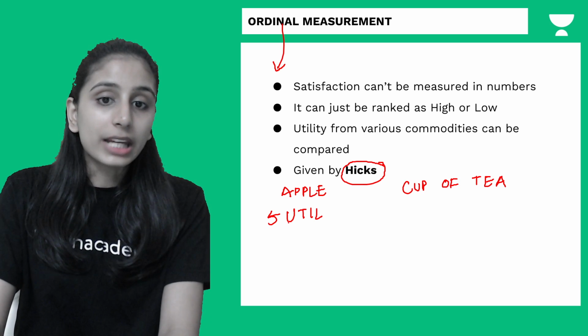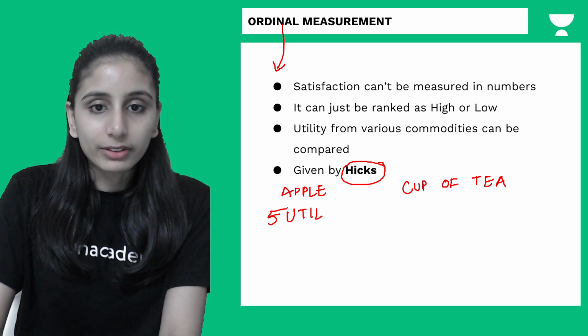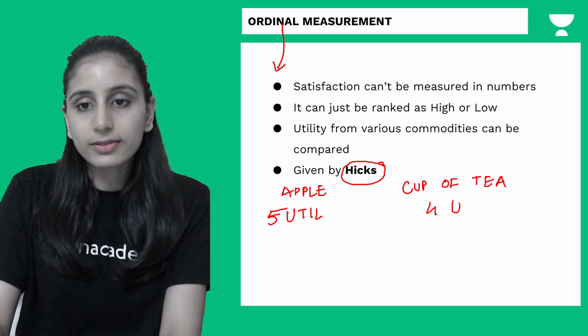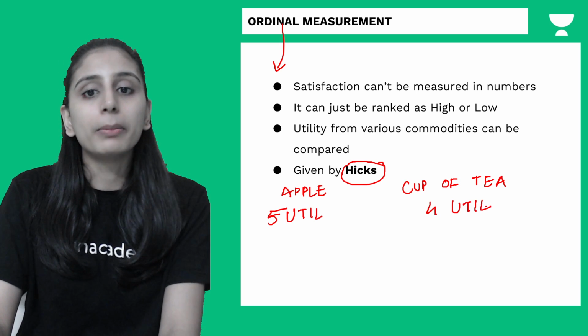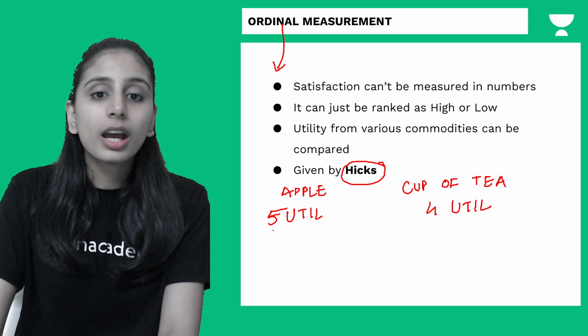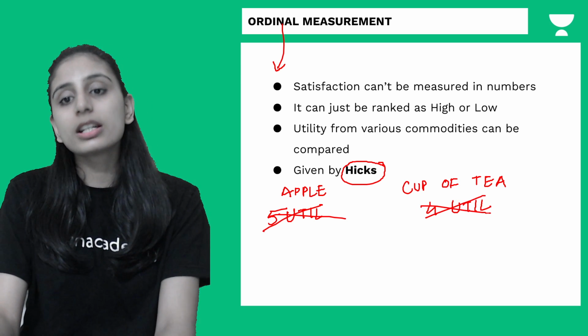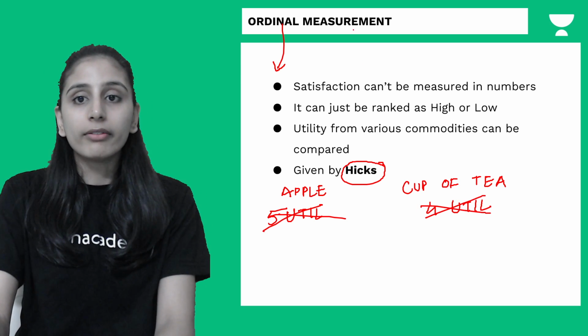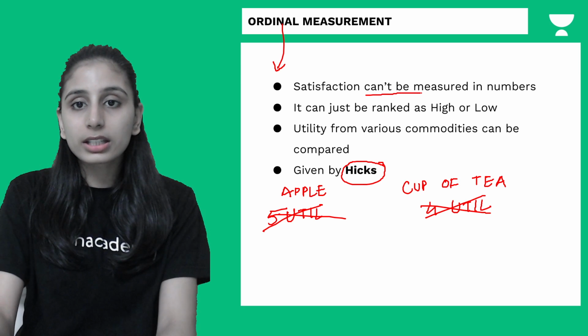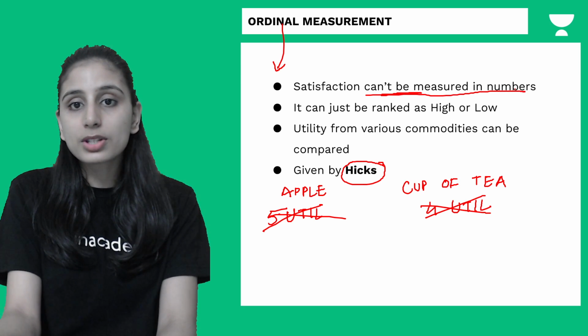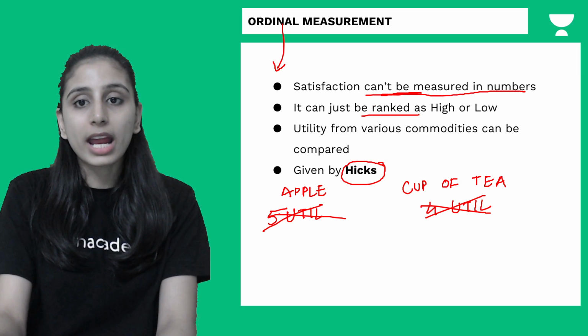So I get 5 utils of satisfaction after having an apple and 4 utils of satisfaction after having a cup of tea. But what Hicks said is that we can't measure this in absolute numbers. Satisfaction cannot be measured in absolute numbers. It can be just ranked as high and low.